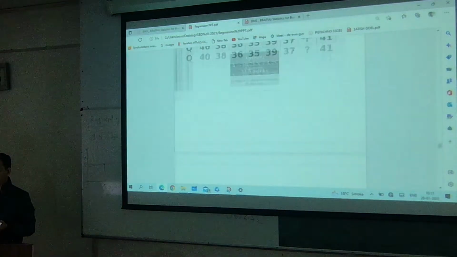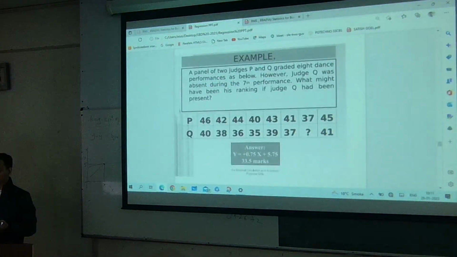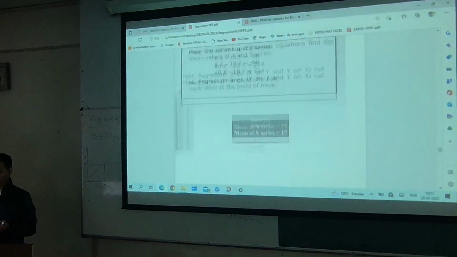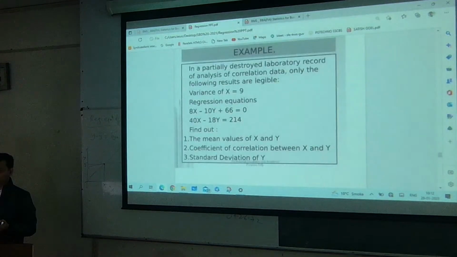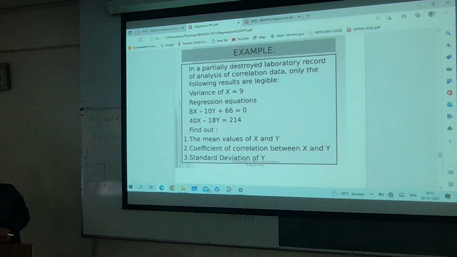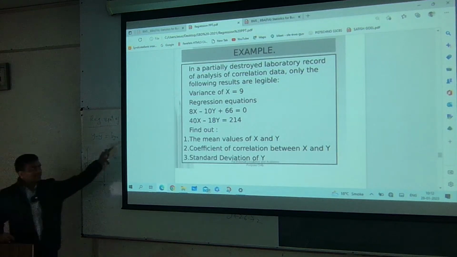Further, we can have one more example finally. This is also very important, this type of example, if you see in regression equations. Okay, in a partially destroyed lab record, only the following results are legible. Variance of x, you know, variance of x कितना है? 9 है. Regression equations, you know, there are two regression equations and you know their forms.